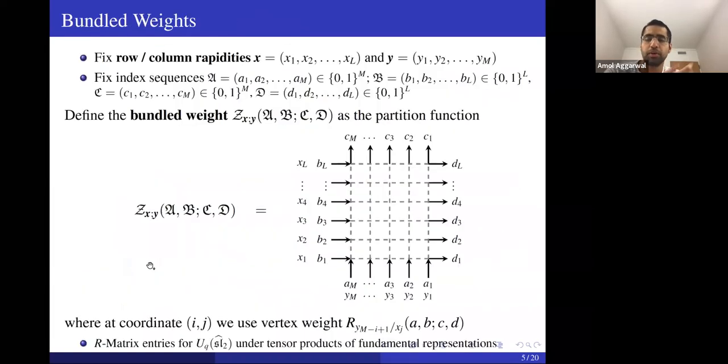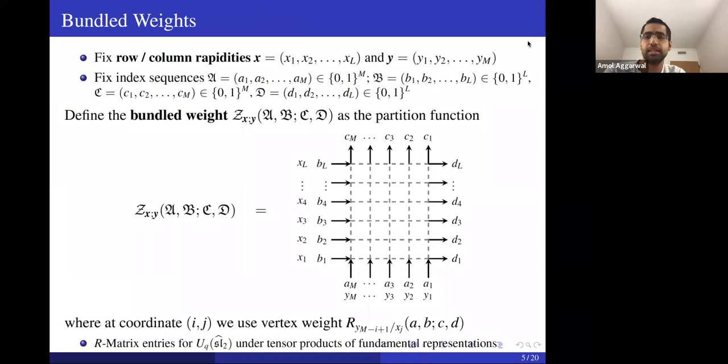Now I want to create new solutions from this fundamental one. Let's fix row parameters and column parameters, often called rapidities: x1, x2 all the way to xL, and y1, y2 all the way up to yM. And we'll fix some sequences: A1, A2 all the way to AM, B1, B2 all the way to BL, C1, C2 all the way to CM, and D1, D2 all the way to DL.